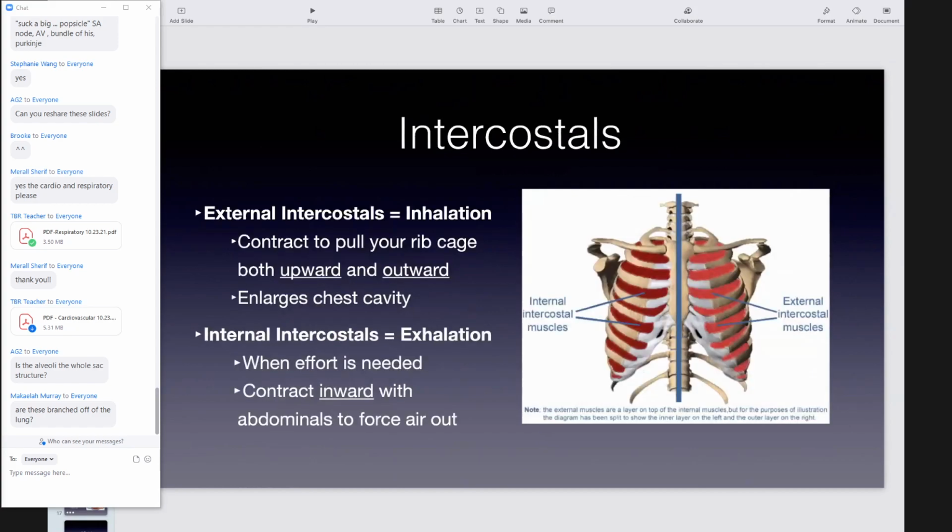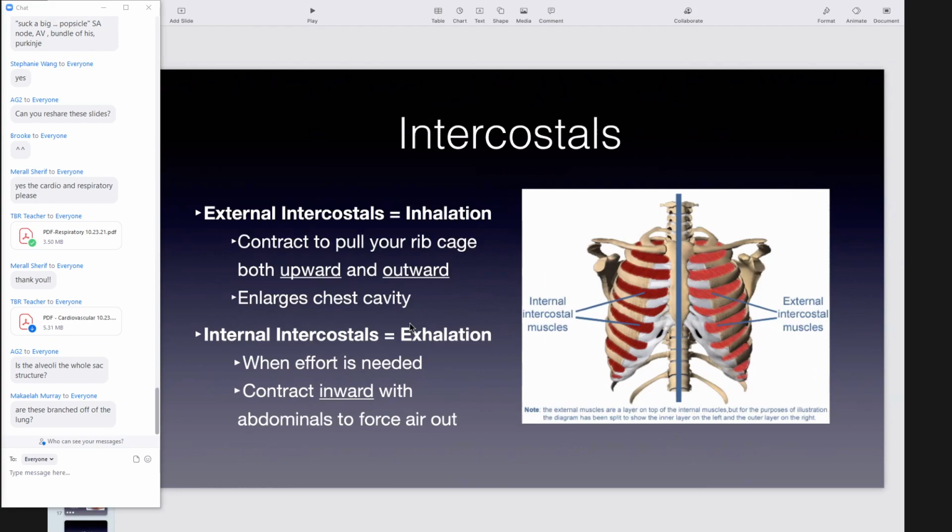The second set of muscles are the intercostals. These are muscles between your rib cage. There are two sets of them, external intercostals and internal intercostals. External intercostals help with inhalation and internal intercostals help with exhalation. That's something not to get mixed up. Internal do not help with inhalation and external do not help with exhalation. External intercostals help with inhalation and internal intercostals help with exhalation.